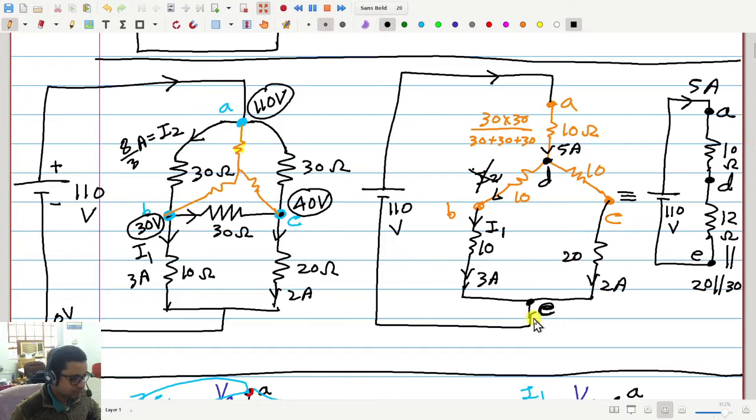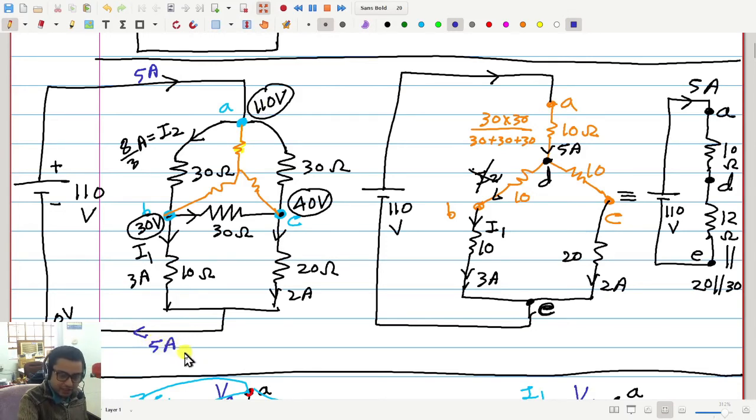Sir, could you explain the final current distribution in each of the resistors? So let me, this total current is going to be 5 ampere. That means this current is also 5 ampere, and this 5 ampere must return from here, 5 ampere.